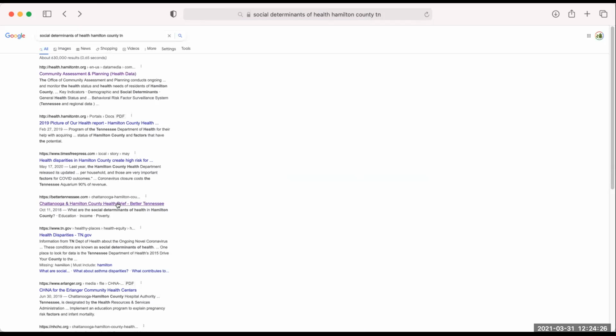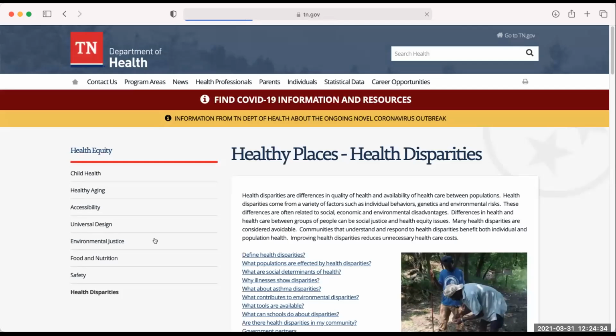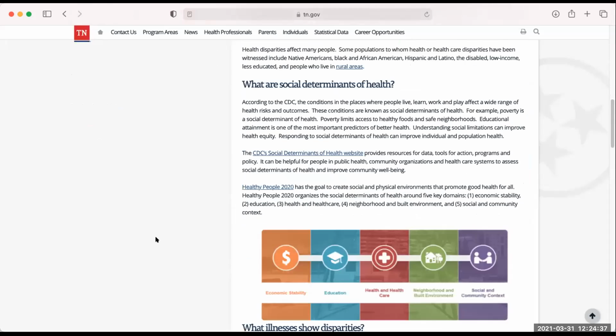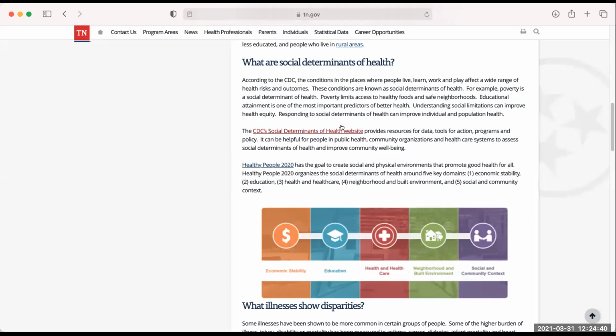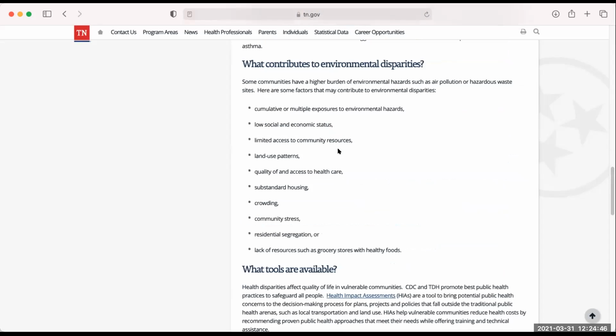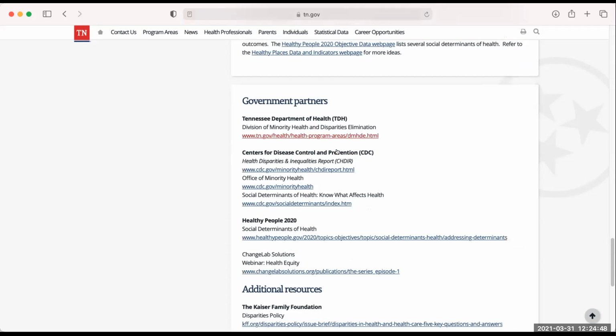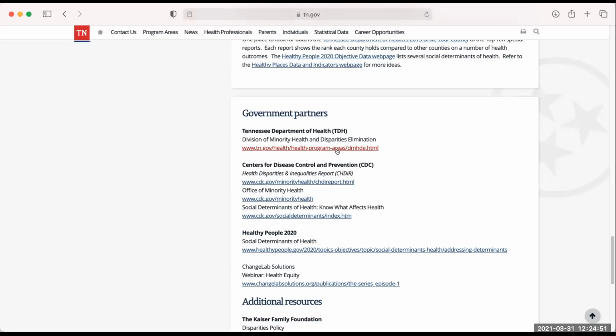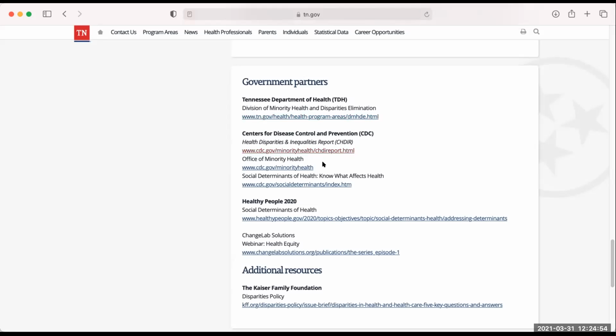And you see here we have the health disparities for state of Tennessee website. So let's go ahead and look at this and see what we have here. They recommend looking at the CDC's Social Determinants of Health website for data. Great. And then they list their government partners, often which are collecting data on this. And I will say that the Kaiser Family Foundation, you will see them listed a lot as a source for data and graphs because they collect and collate a lot of data related to this.